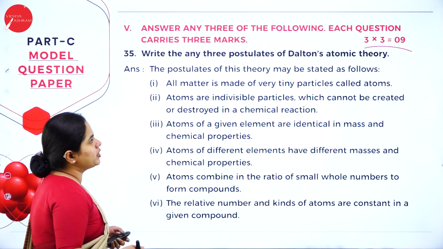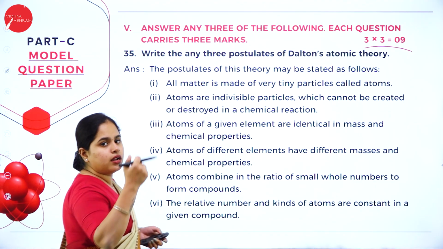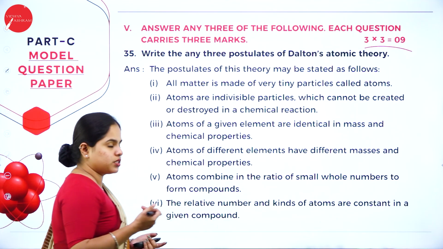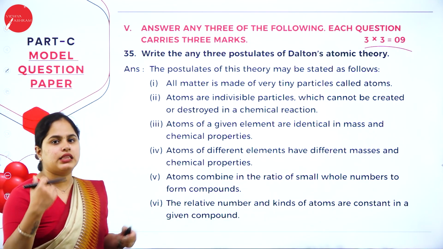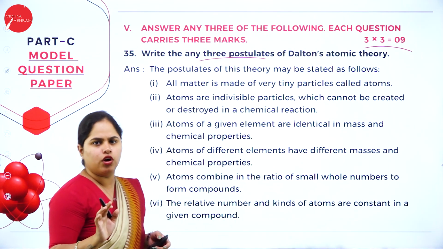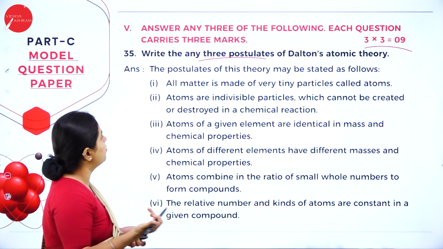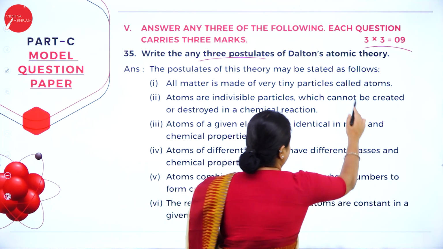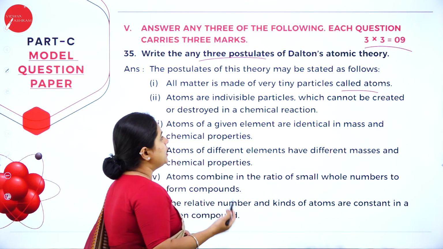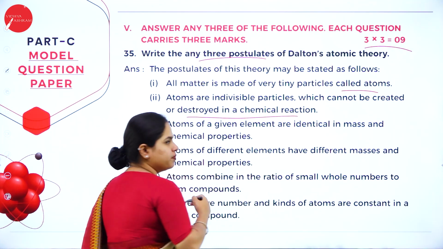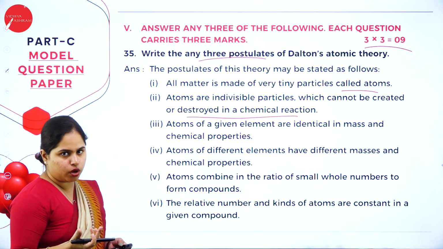Write any 3 postulates of Dalton's atomic theory. There are various postulates of Dalton's atomic theory. I have also mentioned 6 here, but only any 3 is required. If they have asked for any 3, only 3 you have to write. Each will carry 1 mark. So let's discuss those. All matter is made up of tiny particles called atoms. Atoms are indivisible particles which cannot be created or destroyed in a chemical reaction. Atoms can neither be created nor be destroyed.